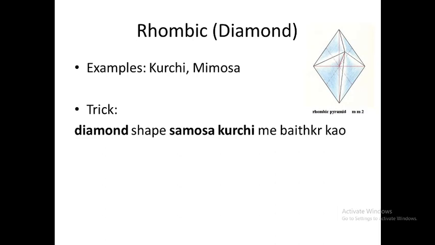Second, this is the rhombic shape calcium oxalate crystals. The shape is like a diamond. Examples, only two examples here, the kurchi and mimosa, these two different plants. So just remember using the simple trick, that is: diamond shape samosa kurchi mein बैठ कर खाओ. So this diamond indicates the diamond shape or rhombic shape calcium oxalate crystals. Samosa is similar to mimosa in pronunciation, and kurchi indicates the kurchi plant.